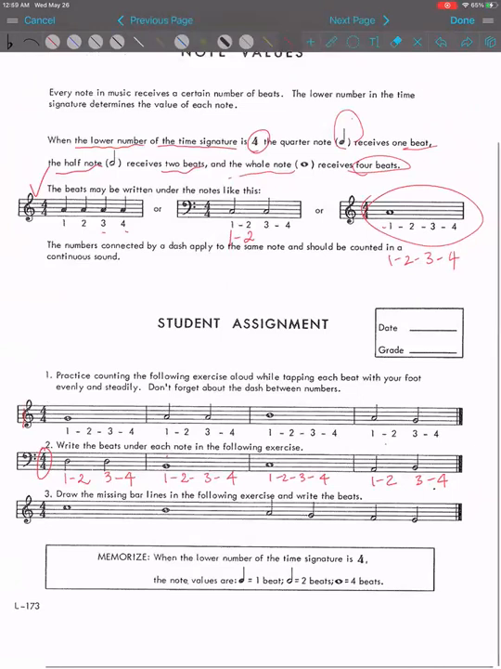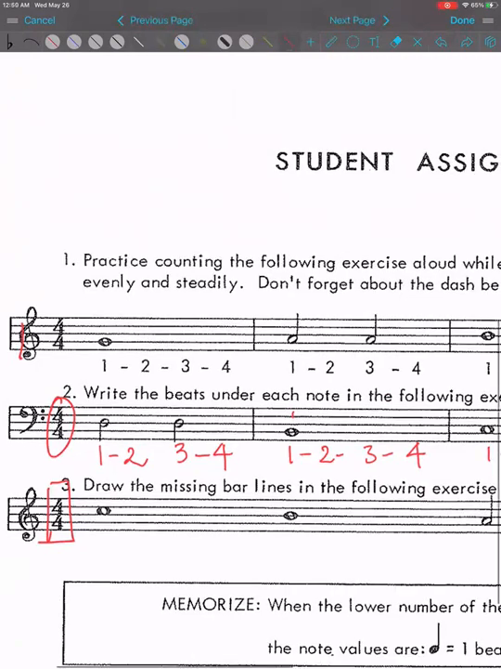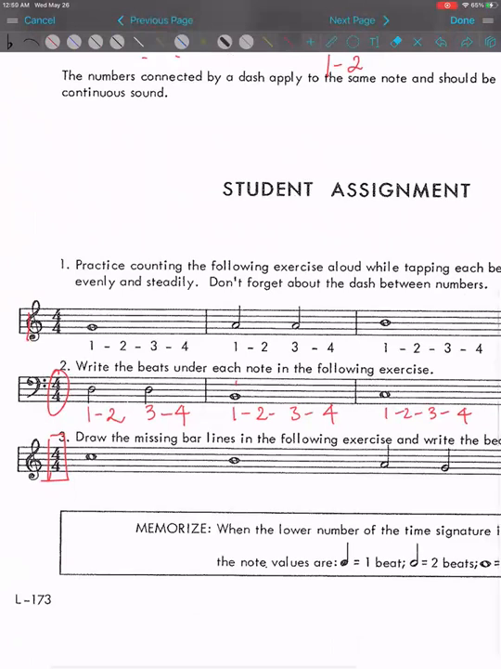Next question. Draw the missing bar lines in the following exercise and write the beats. So here, you're gonna look at the beginning and find out what kind of time signature it has. So in this case, you have 4/4. That means you have 4 quarter notes for each measure, supposedly. So the first note has 4 beats, right? So you're gonna write 1, 2, 3, 4 bar line. Next one, 1, 2, 3, 4 bar line.